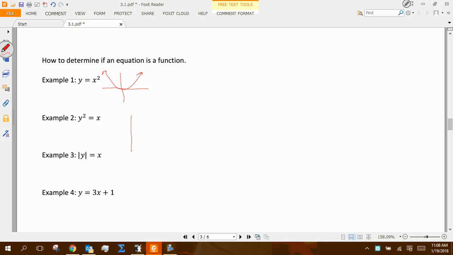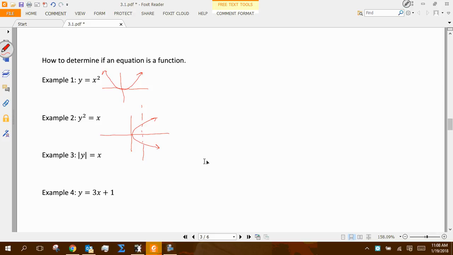When I look at y squared equals x, it might actually be easier. I was thinking about opening GeoGebra, but I don't have it. That curve right there is going to look something like this. If I put a vertical line right there, it fails.